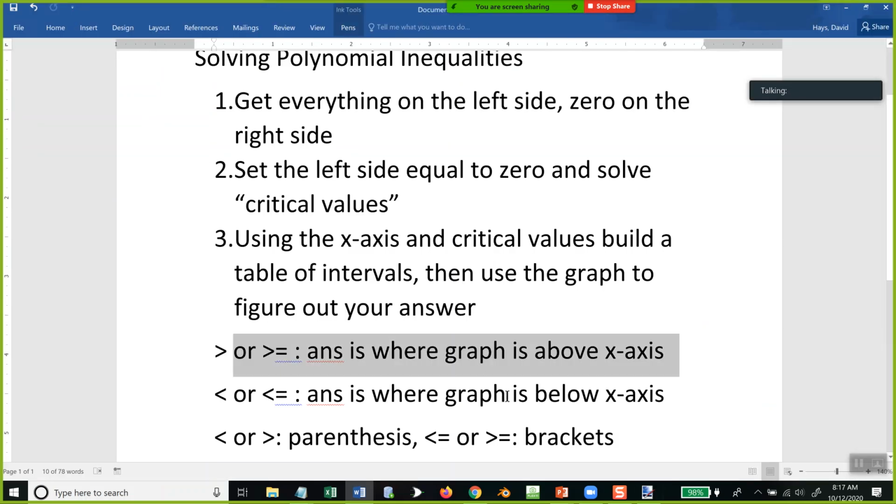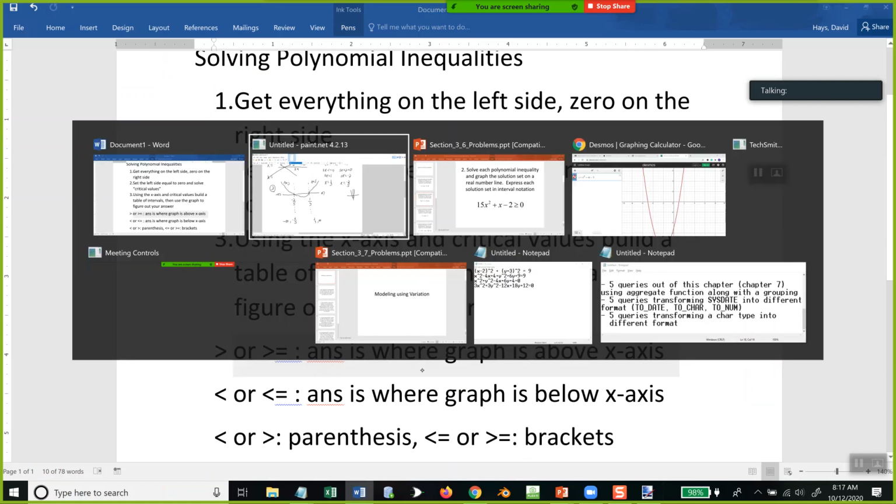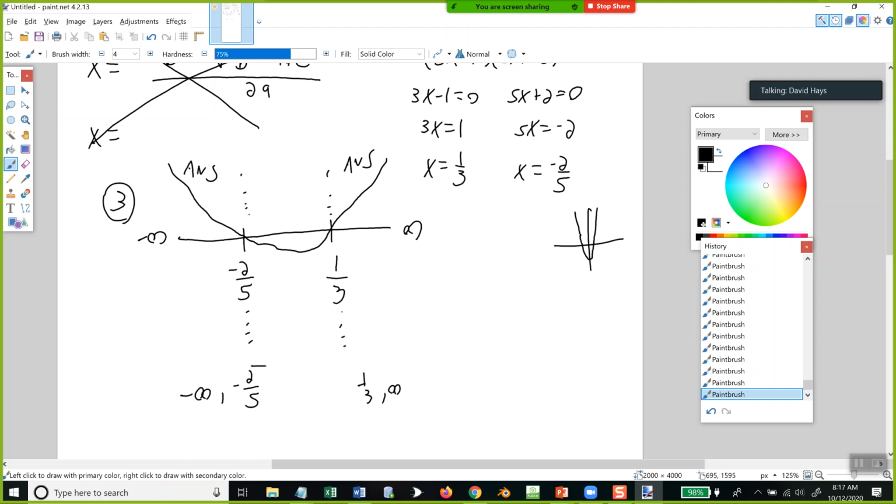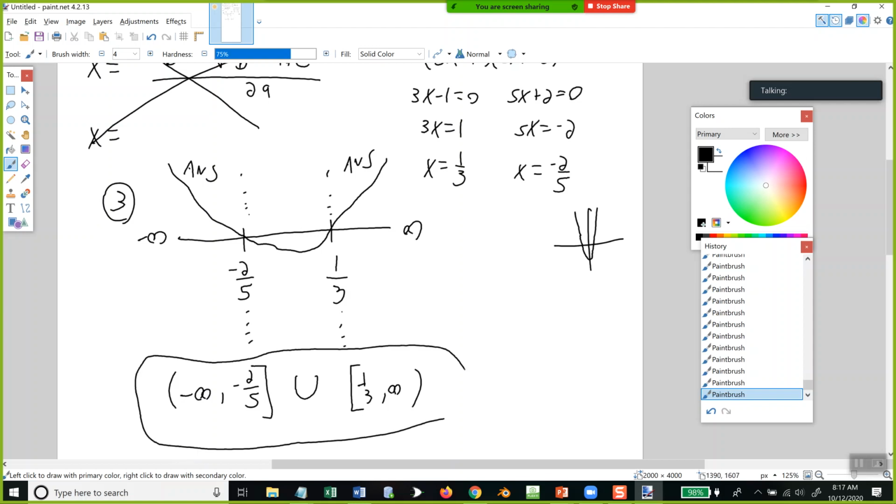Now greater than or equal to, we said we're going to use brackets. So put a bracket on -2/5, bracket on 1/3. Now, infinities always have parentheses on them. And then if you got two or more intervals, you connect them with union symbols. And that'll be your answer.